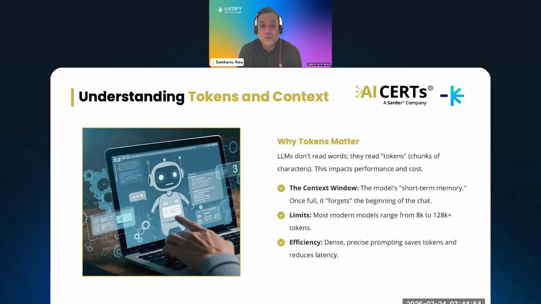Sometimes it can be a whole word. Sometimes it can be half a word. For instance, think about the text "understanding." AI might interpret that particular text as "under," "stand," "ing." This is how it processes the language.